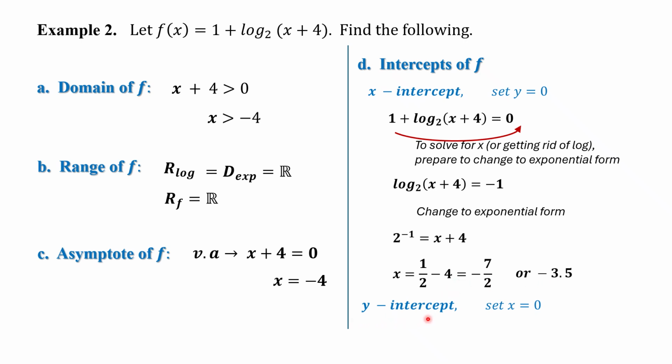Then for the y-intercept, we set x equal to 0. So you would just substitute 0 for x in the given function. So we have y equal to 1 plus log base 2 of 0 plus 4, which is equal to 3. So 3 is the y-intercept.